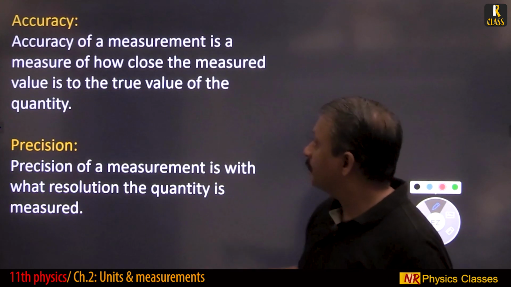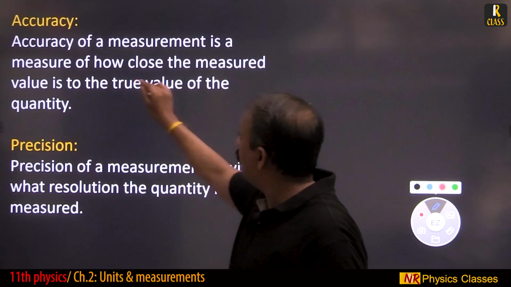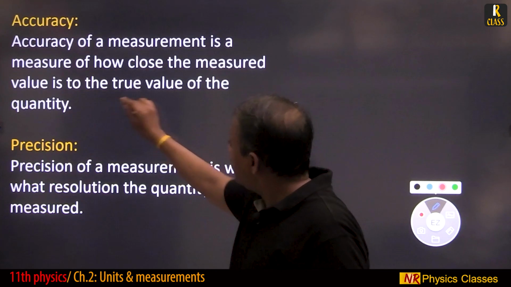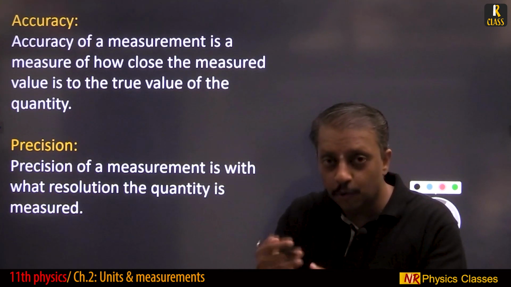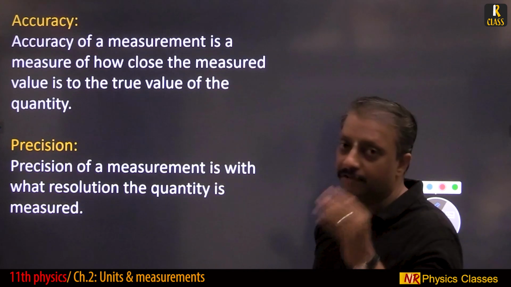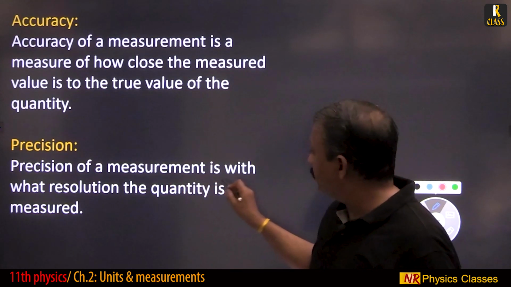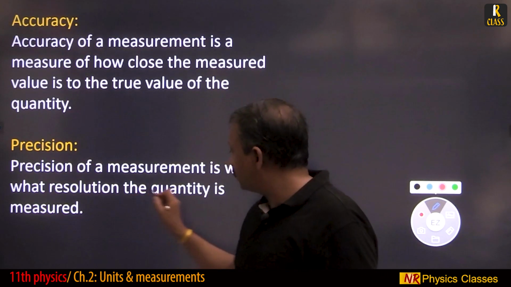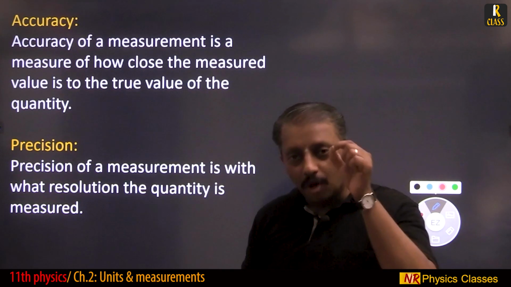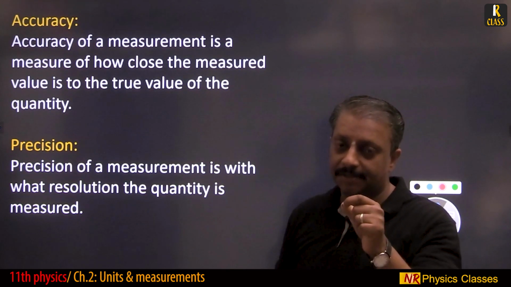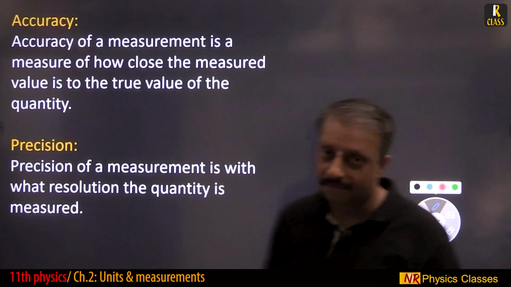Accuracy. Accuracy of a measurement is the measure of how close the measured value is to the true value of the quantity. How close it is to the true value. That's accuracy. Precision. Precision of a measurement is with what resolution the quantity is measured. How small it is, how precise it is. So let us understand these two using two examples.